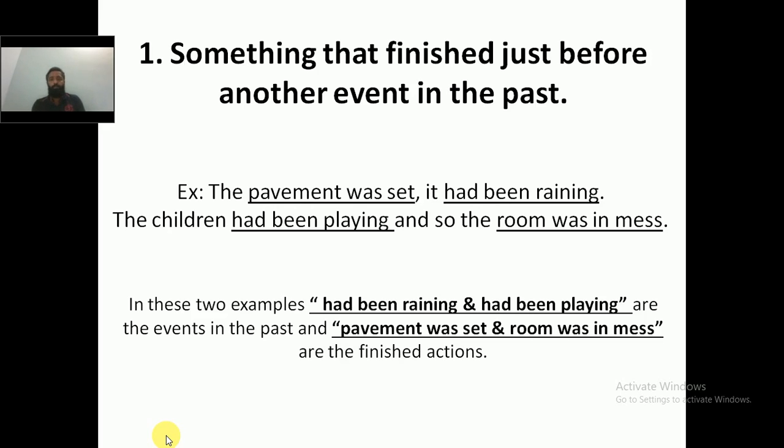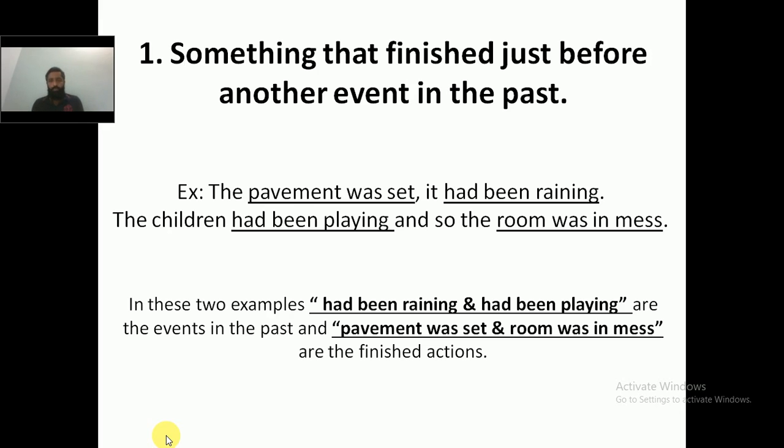a mess. In these two examples, it had been raining and the children had been playing are the events in the past, something that happened in the past. It had been raining and the children had been playing. And what are the finished actions? The finished actions are the pavement was wet and the room was in a mess. So once again, in the first example, the pavement was wet is the finished action, and what is the event that happened in the past? That it had been raining.